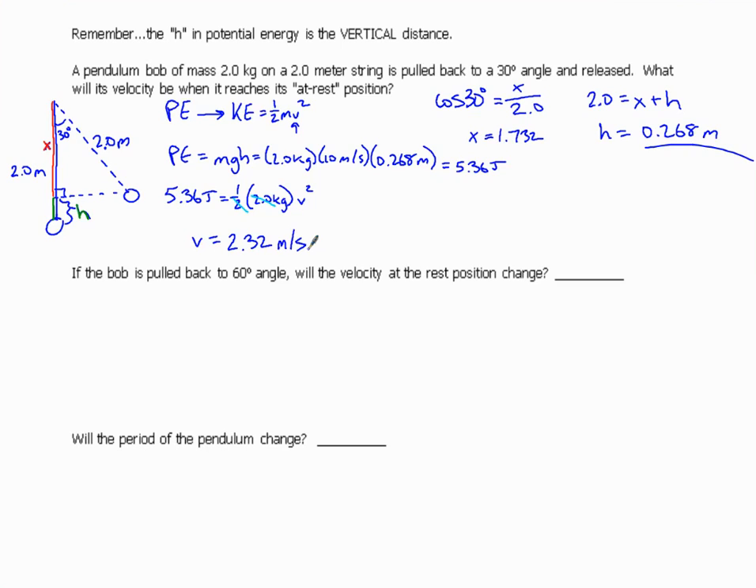I'm going to ask the question first, and then we'll calculate the numbers after that. If the bob is pulled back to a 60-degree angle, will the velocity at the at-rest position change? So I'm going to pull this back farther. Now look at this. I have changed its potential energy even more. More potential energy means more kinetic energy at the bottom. That means, yes, the velocity is going to be higher.